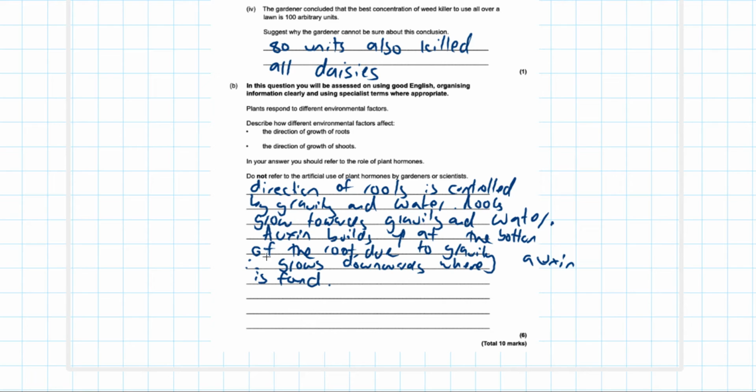Now here we've done a lot about direction of roots, but we've also got shoots. So the direction of shoots is upwards towards the light. And this is because, again, a higher auxin is found. Essentially, auxin grows away from the light and causes it to be top heavy, and therefore that's how it grows.